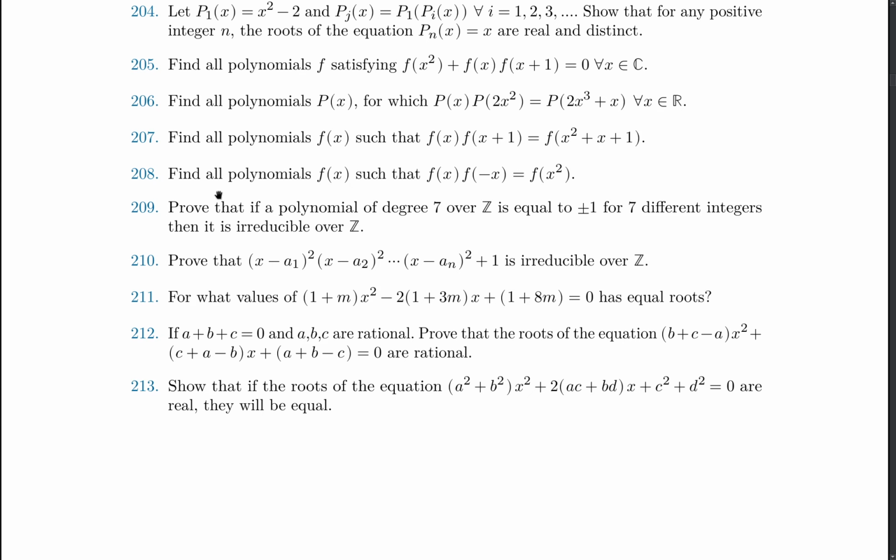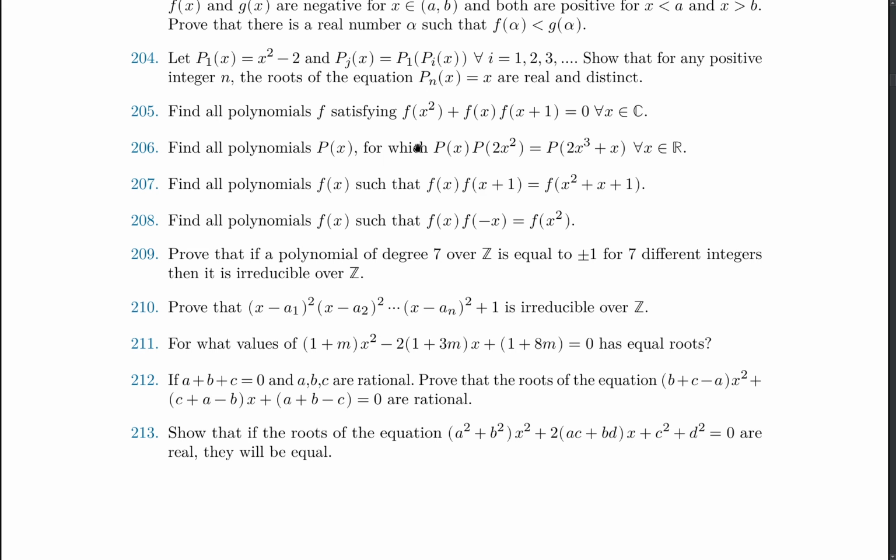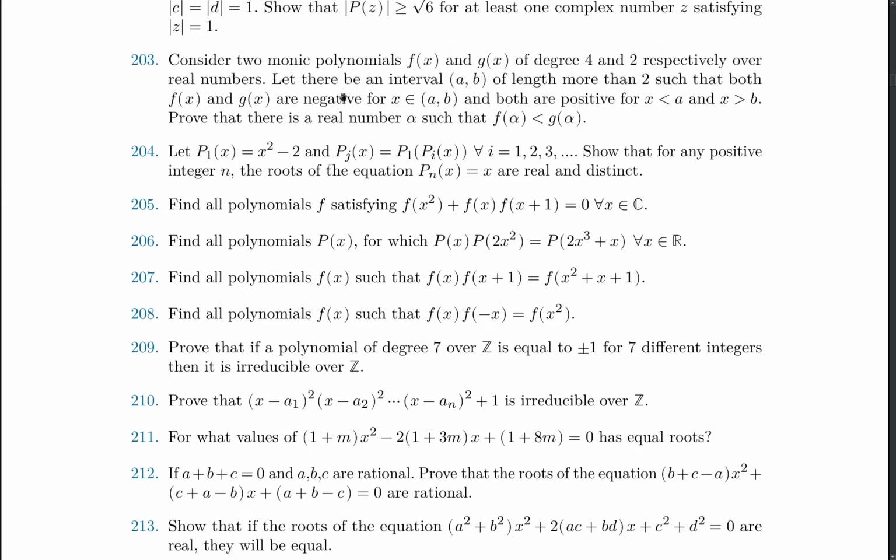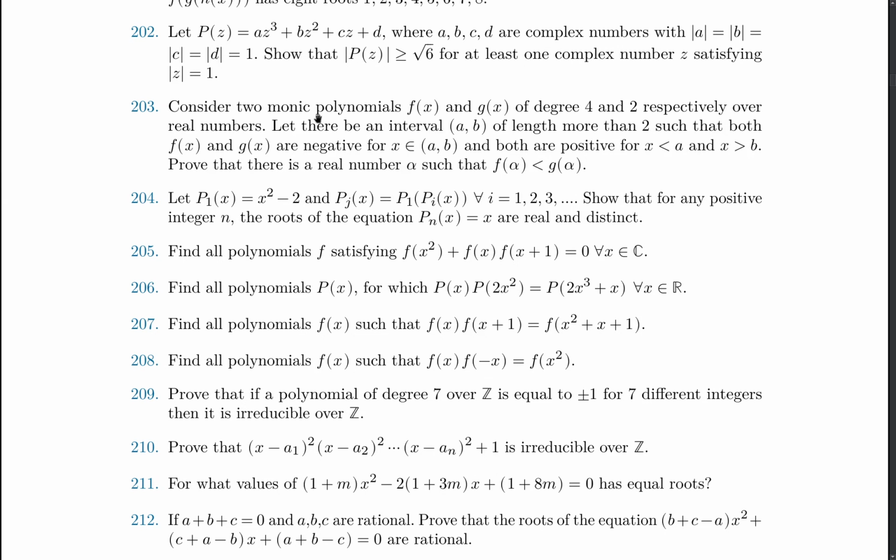Question 208 says: find all polynomials f of x such that f of x times f of minus x is equal to f of x square. One thing I'll say is that these problems are somewhat difficult, or rather quite difficult, and that is also one of the reasons why I'm not explaining completely. For example, you look at these three problems, or even in this one, that one was easy.